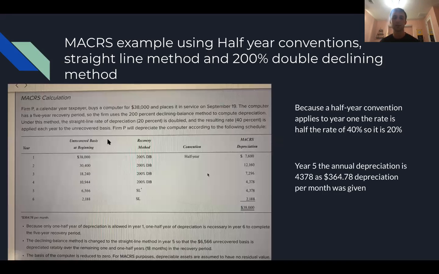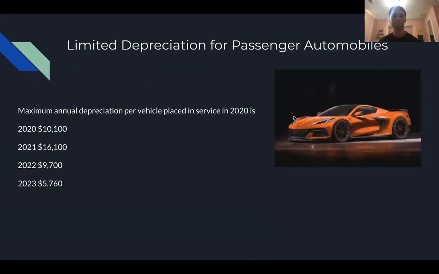So here's a quick example. You can see we paid $38,000 for a computer. We're using the 200% double declining balance method. We use the half year convention here. The rate was 40%, but since it's a half year, we take half of that, so it would basically be 20%. Then the next year would be 40%. And we switch to the straight line method for years 5 and 6.